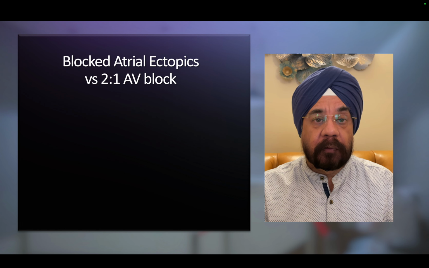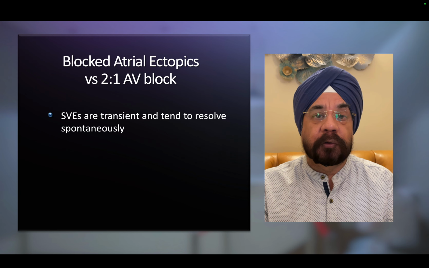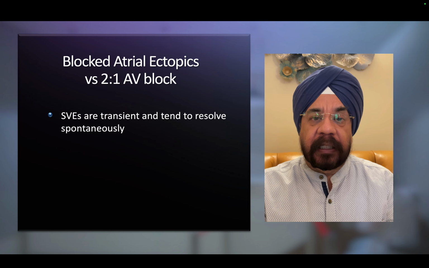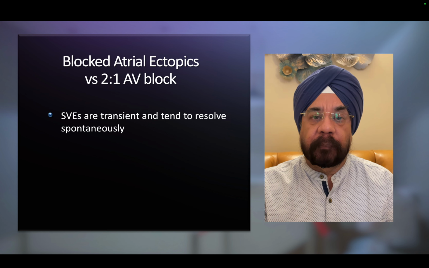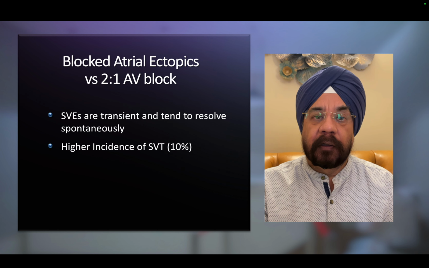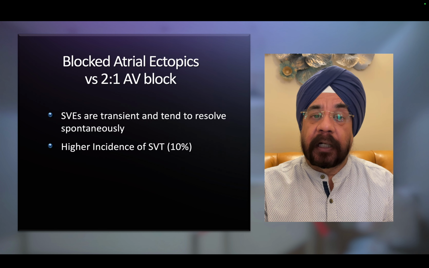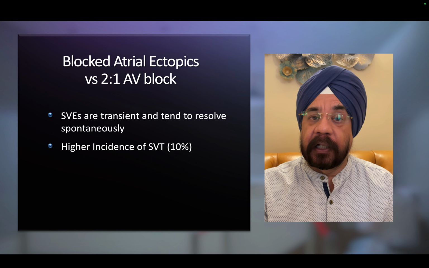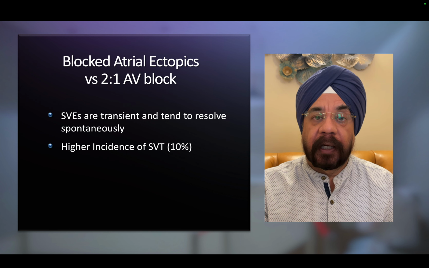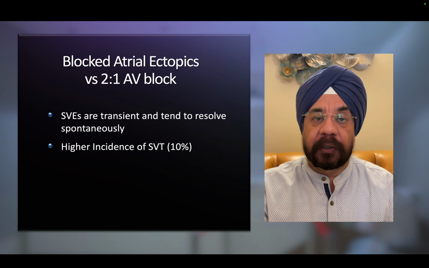So now the difference between blocked atrial ectopic and 2:1 AV block. There is an important difference between the two. The SVEs, whether blocked atrial ectopic or conducted, are transitory. They are going to disappear after some time and they are benign. And the incidence of supraventricular tachycardia is higher, so you need to have a little more caution than with regular SVEs, where the incidence of SVT is about 2%.